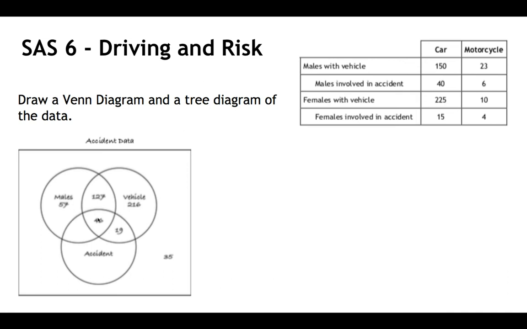Males with a vehicle that got in an accident, 46. This should coincide with the number of males involved in an accident. 40 had an accident with a car, and 6 had an accident with a motorcycle. That's 46, 40 plus 6.